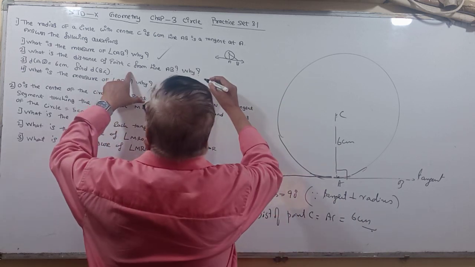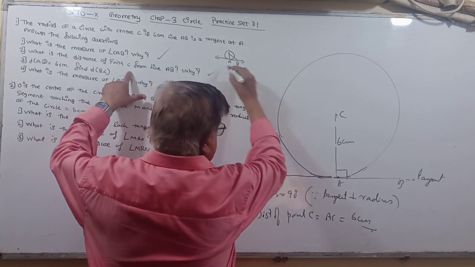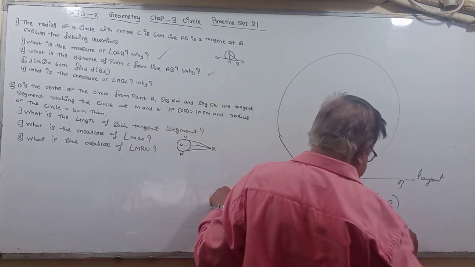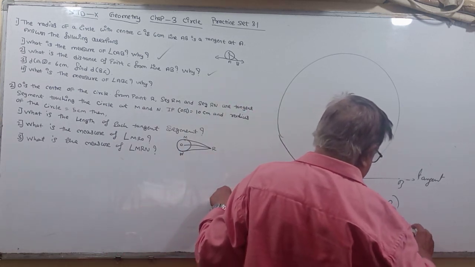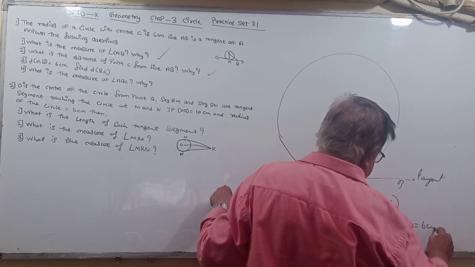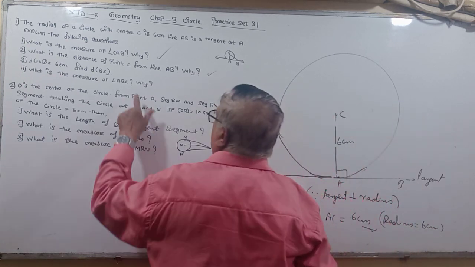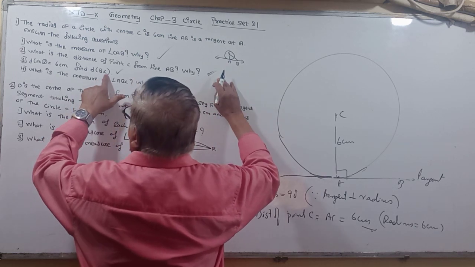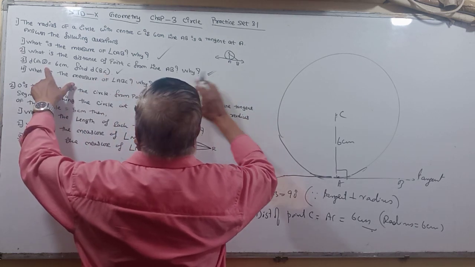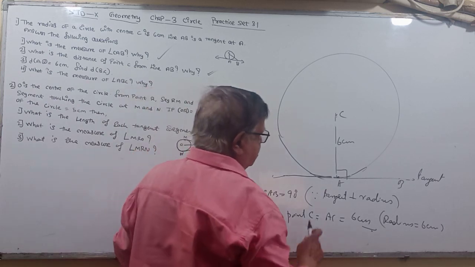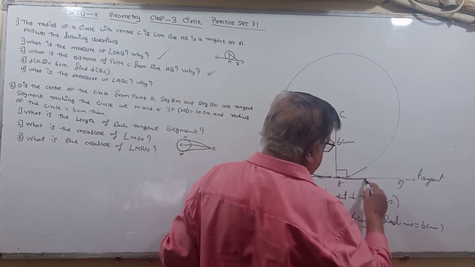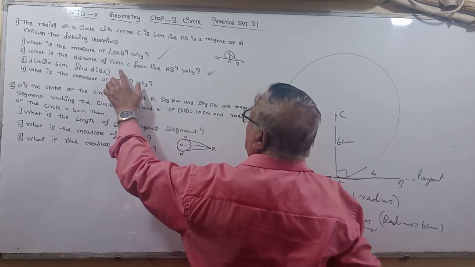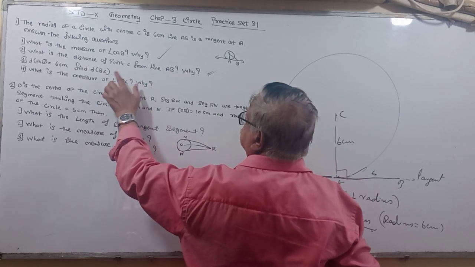OB, what is the distance? Because the radius is equal to 6 centimeters, that is the reason. OB is done, AB is done. Distance AB is equal to 6.